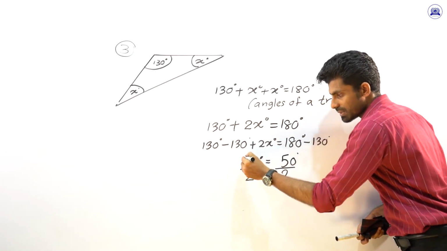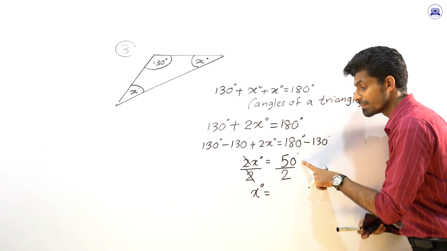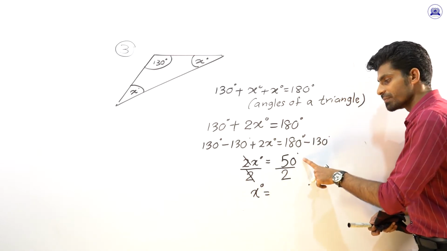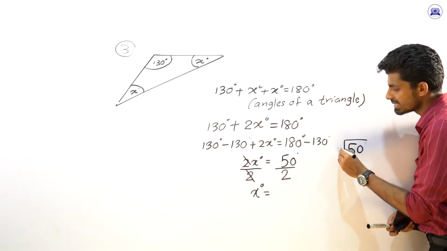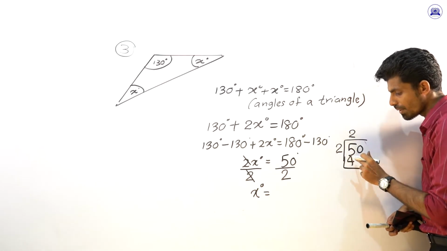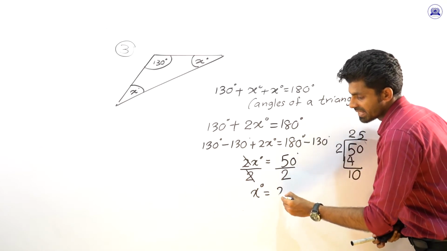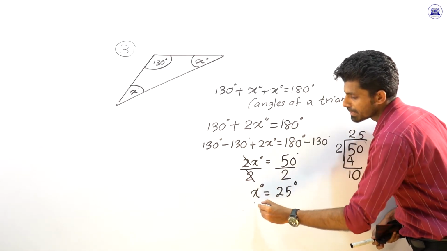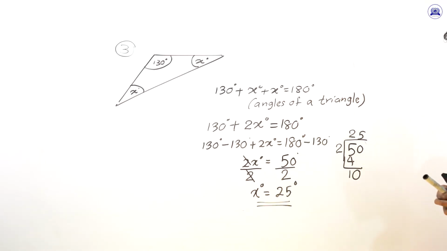2 to 2, then cancel out. So x equals 50 divided by 2. 50 divided by 2: 2 into 5 is 4, 5 minus 4 equals 1. For the 10, 5s are there. So 50 divided by 2 equals 25. So that is the value.